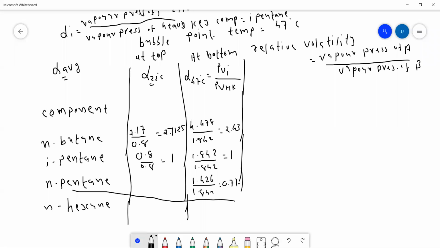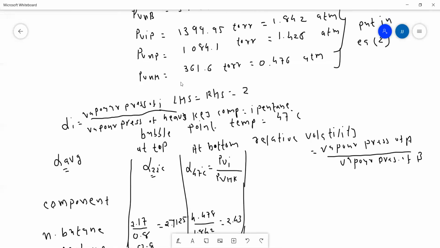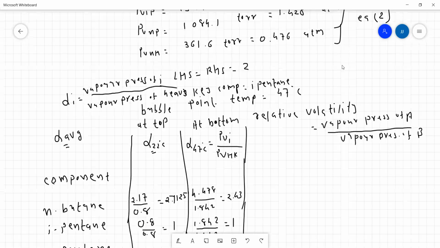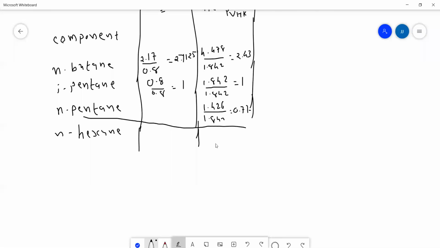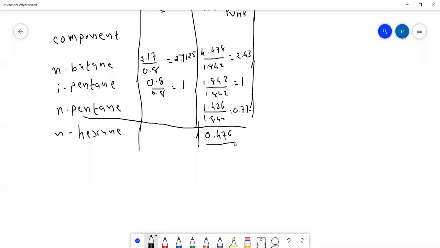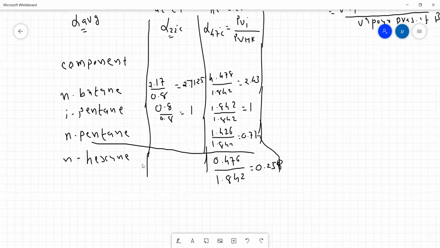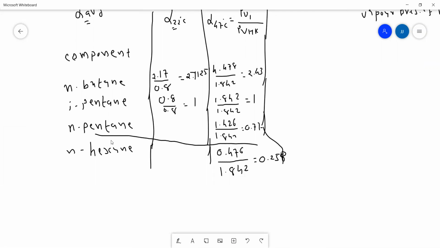And for n-hexane, the vapor pressure is 0.476 atmosphere. So here it is 0.476 divided by the vapor pressure of the heavy key component, 1.842, and this is equal to 0.258. Now this is the average relative volatility. Okay, sorry, again here we have to determine the relative volatility at 22 degrees centigrade.